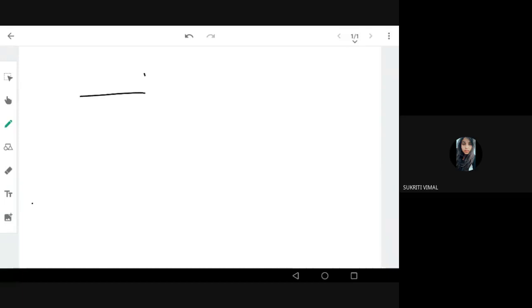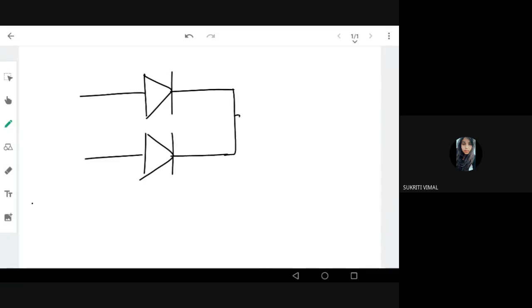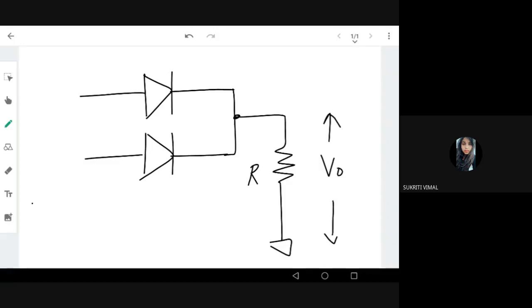So I have a diode like this. I have another diode like this. Okay. The outputs of both are connected together. And this is connected to a resistance which is connected to the ground. I'm taking output across the resistance. Okay. Now I'm giving a voltage here. Input voltage. This is voltage A. This is voltage B. Now what kind of circuit is this?